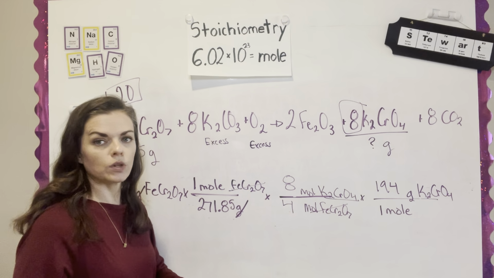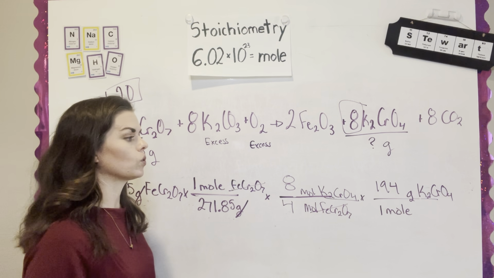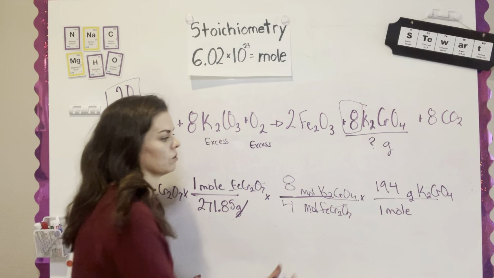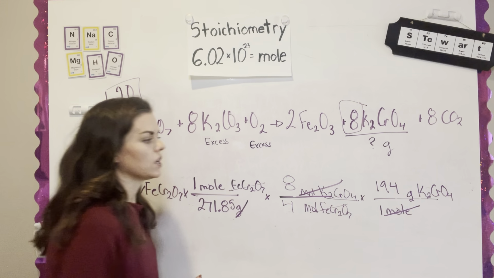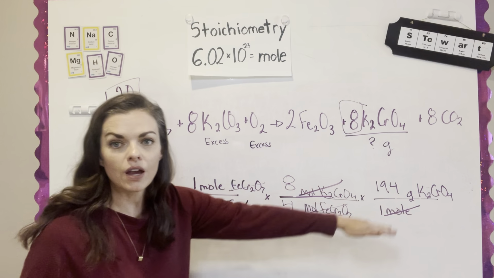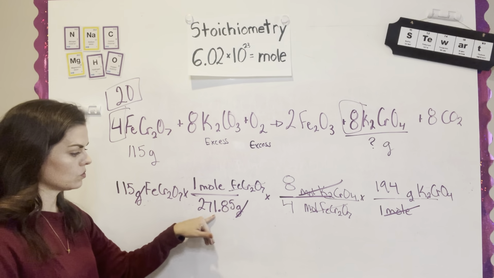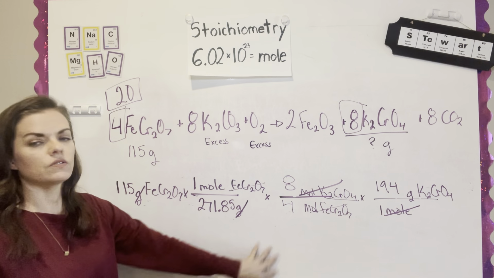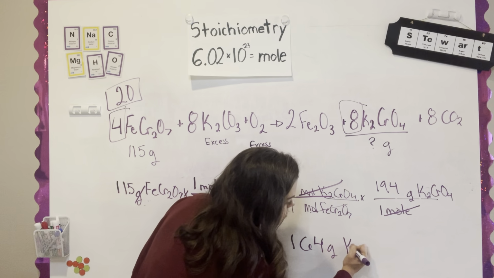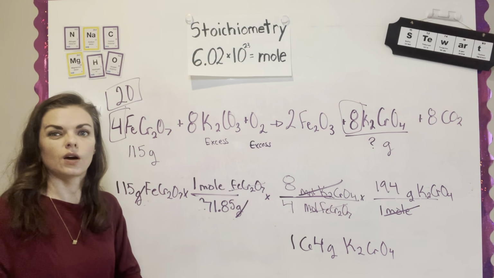If I am looking this up on my periodic table, you're going to get 194 grams is the molar mass of K2CrO4. Moles cancel out and you're left in grams. So you can do the multiplication of everything on the top, and you can then divide it by 271.85 times 4. 164 grams of K2CrO4. I don't know, I did that one really fast.